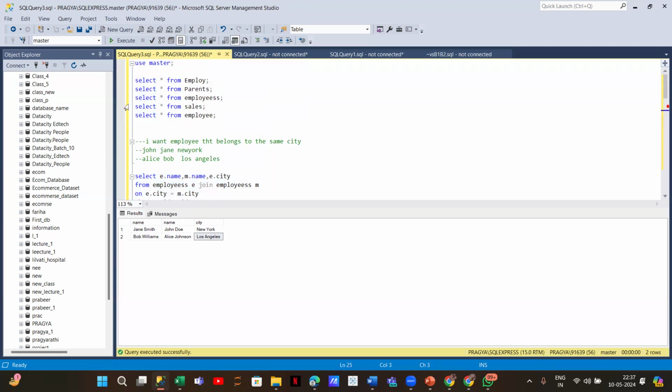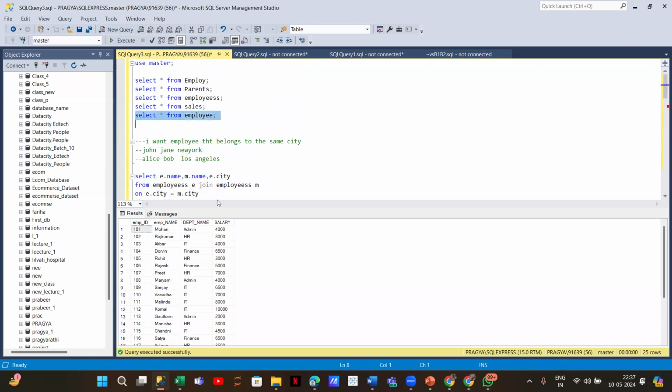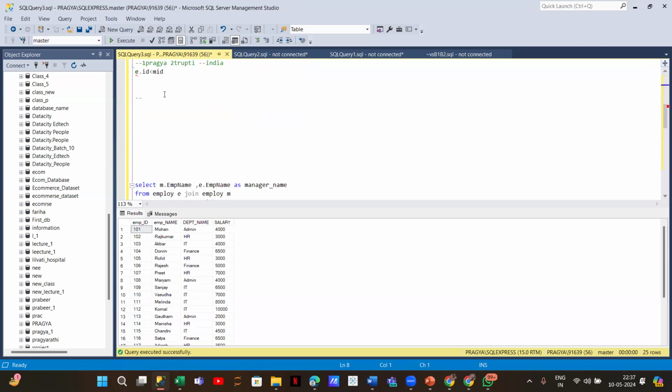So let's run our table. Now your question is that I want the employees that belong to the same department. Employees that belong to the same department. Try this, everyone. Take your time and try to solve this.